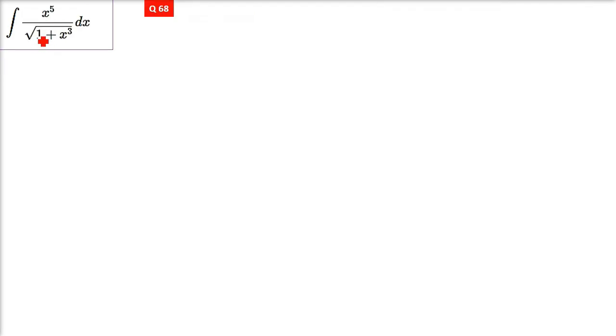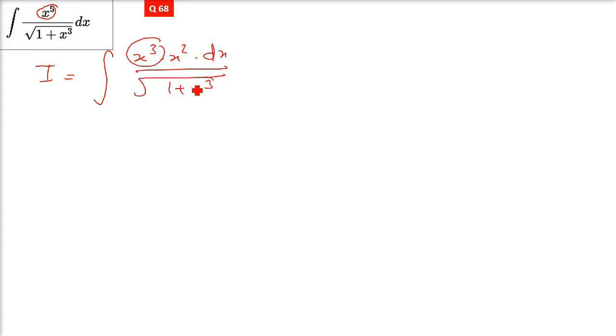x to the power 5 divided by under root 1 plus x cube. Now if x cube equals t, you will get some x square term, so we can adjust the numerator accordingly. So x to the power 5 can be written as x cube and x square. Power gets added: if you multiply x square and x cube, you will get x to the power 5. So you have x cube and x square in the numerator with a dx. The denominator will be 1 plus x cube.